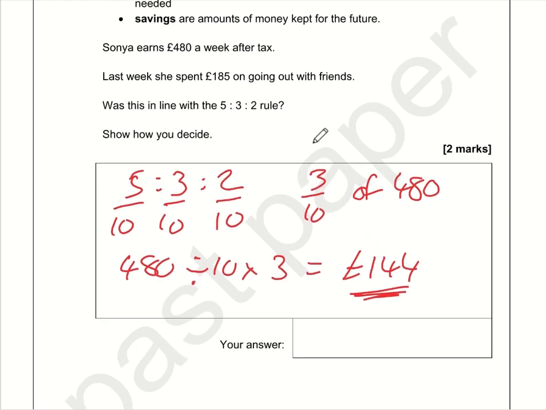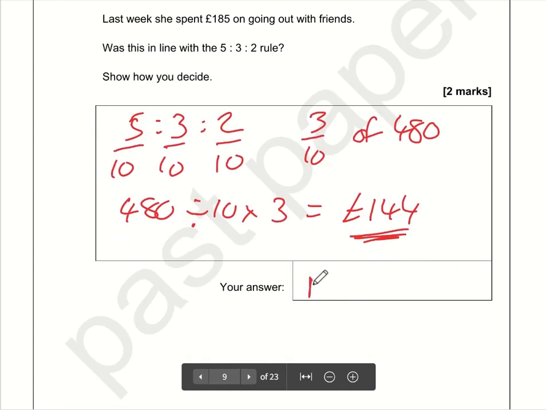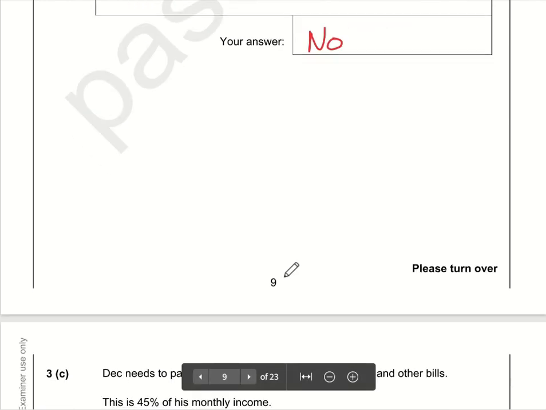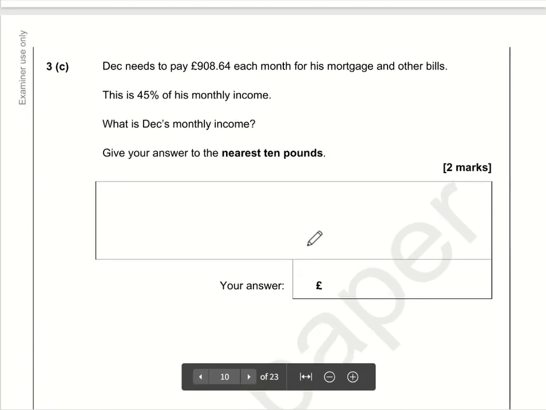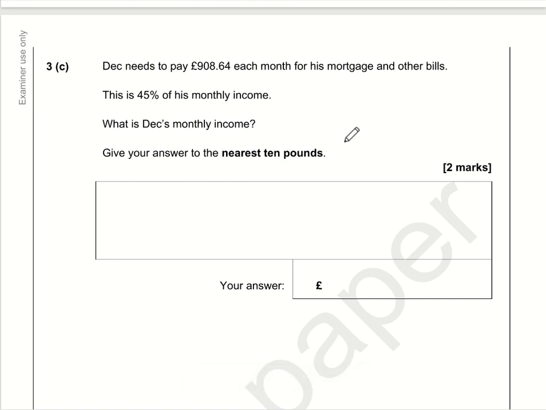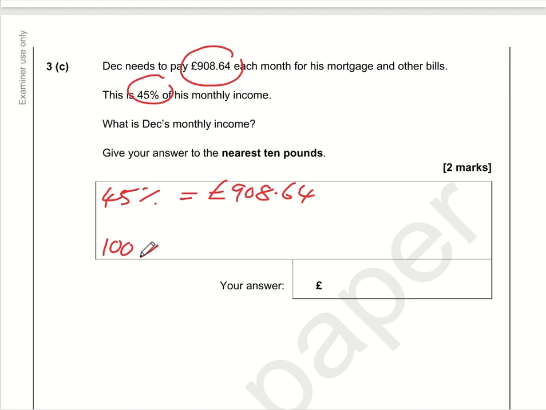So was it in line with the 5 to 3 to 2 rule? The answer here is no. So moving on to part C. So this is quite a tricky question because this involves reverse percentages. We know that this amount here is 45%. So 45% is £908.64. So if this is 45%, well, what is 100%?